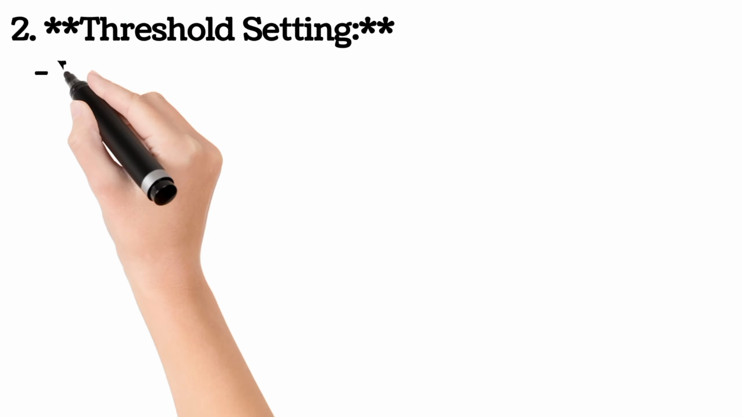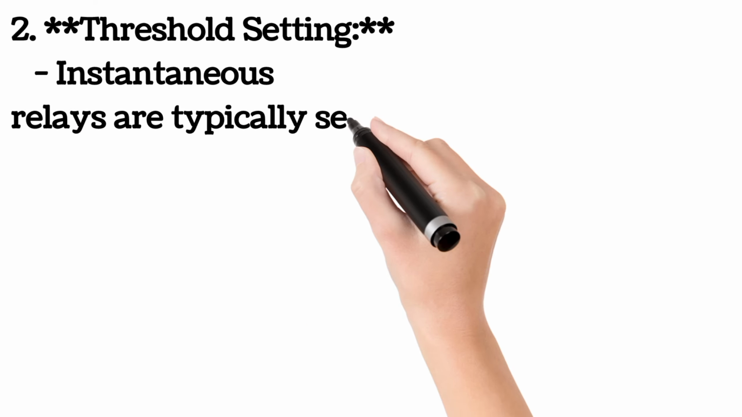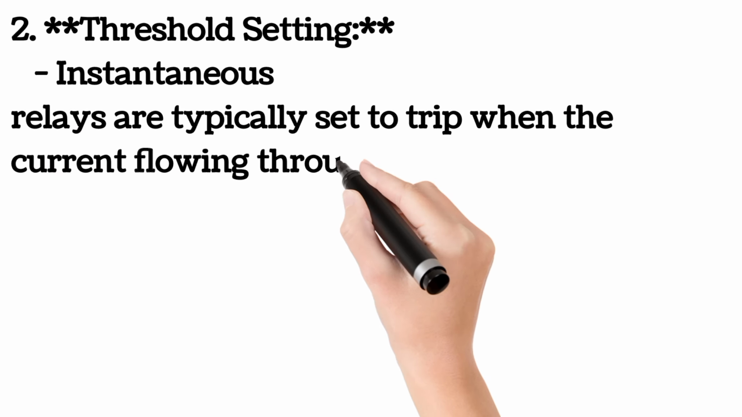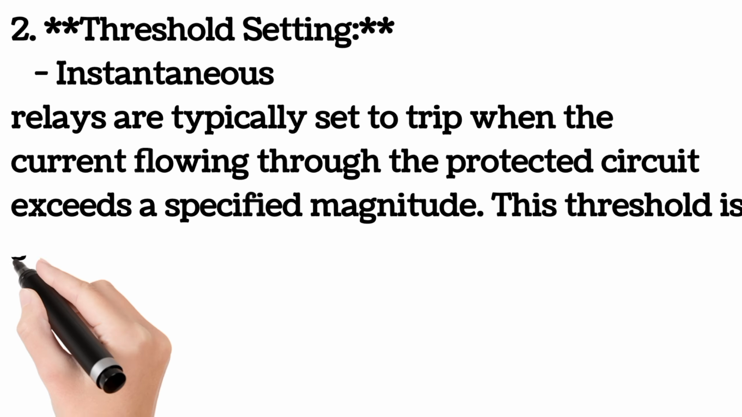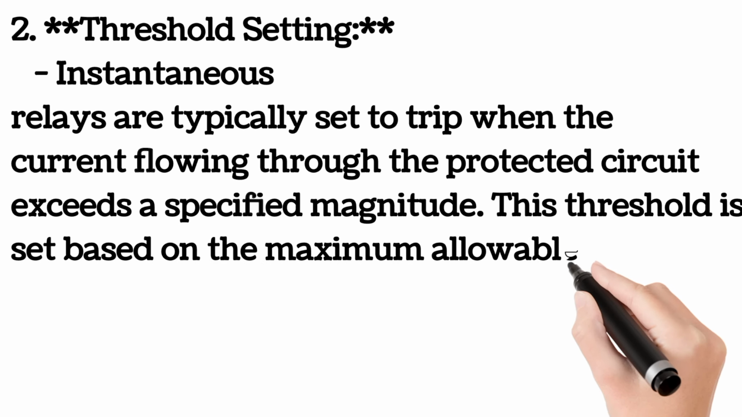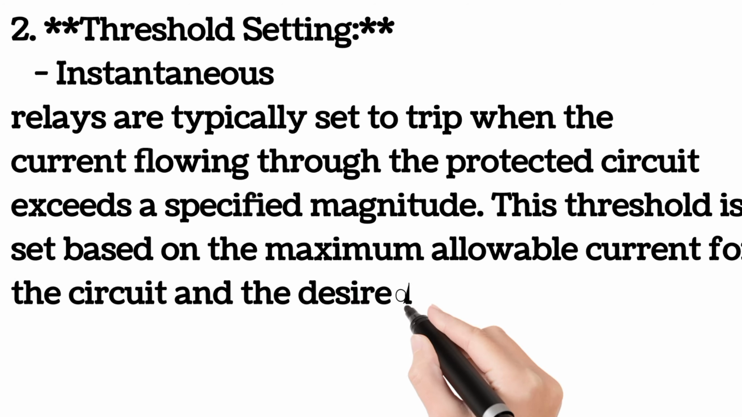2. Threshold setting. Instantaneous relays are typically set to trip when the current flowing through the protected circuit exceeds a specified magnitude. This threshold is set based on the maximum allowable current for the circuit and the desired level of protection.